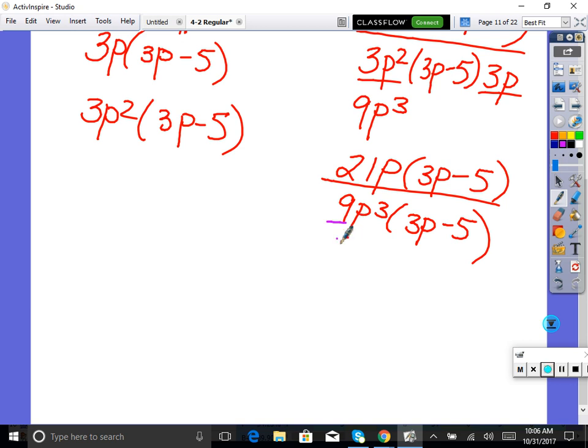9 will never be 0. P cubed, p cannot be 0 right here. And for here, you're right, 5/3. Very good. Divide out exact factors.